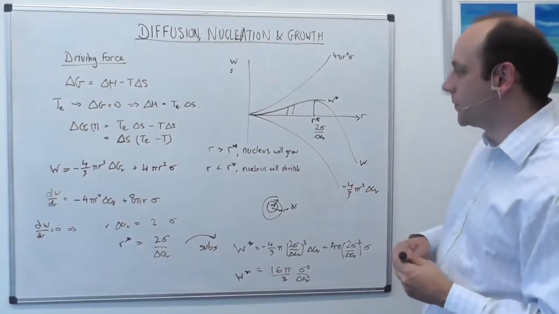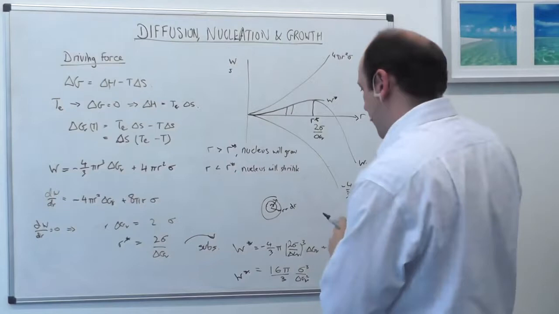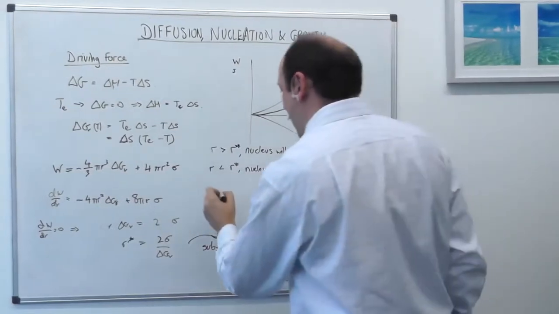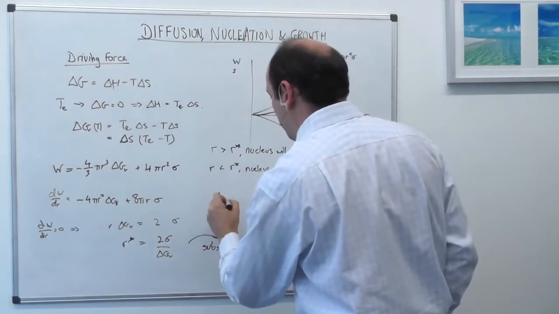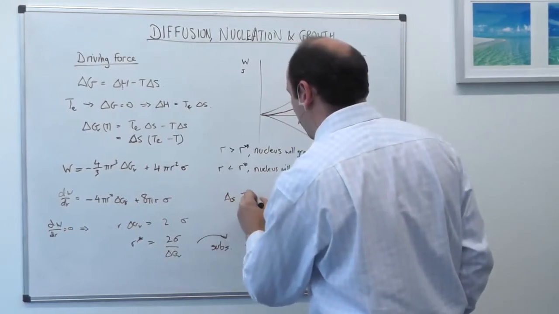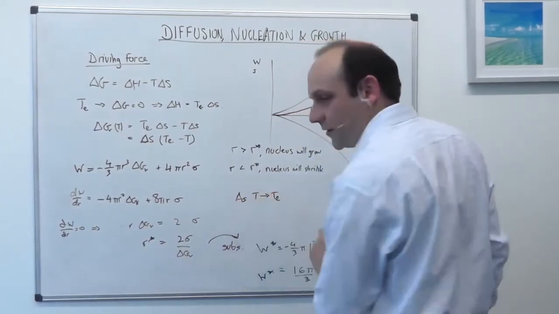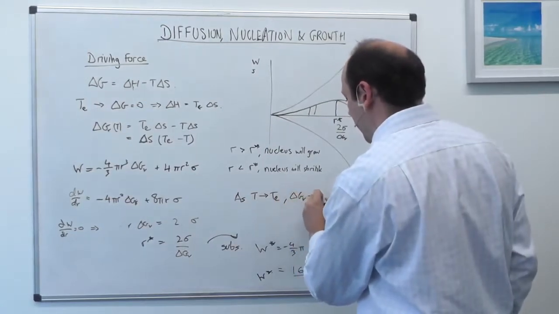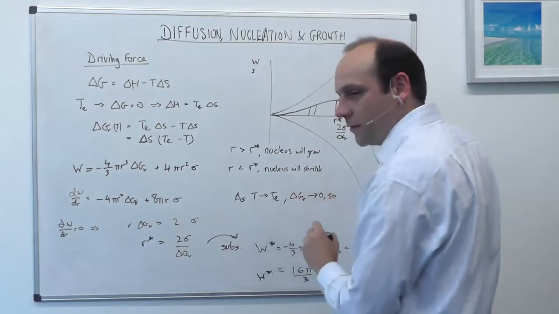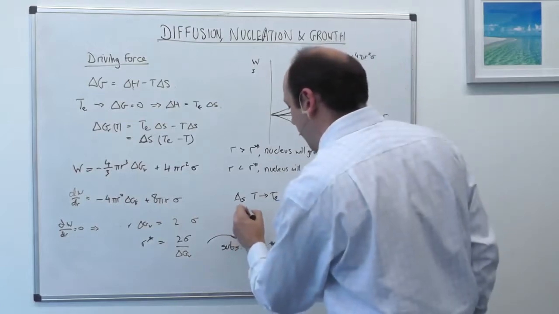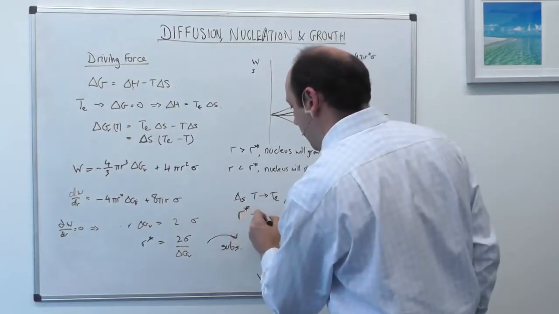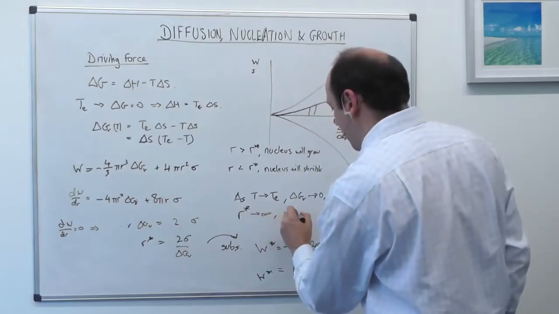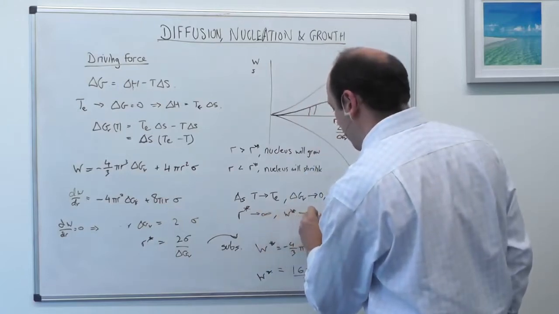So let me just write that down. As the temperature tends to the transformation temperature, then delta GV tends to 0. So R star tends to infinity and W star tends to infinity.